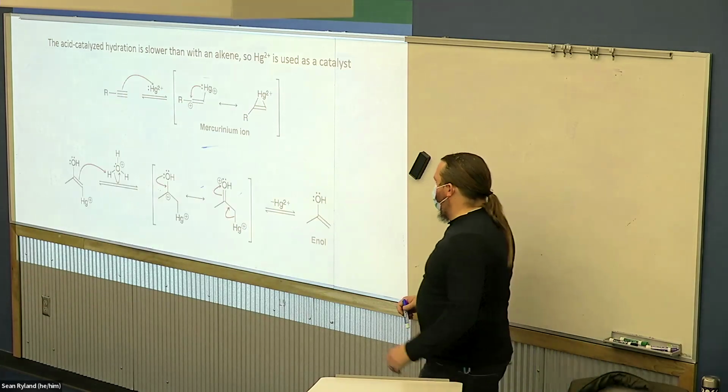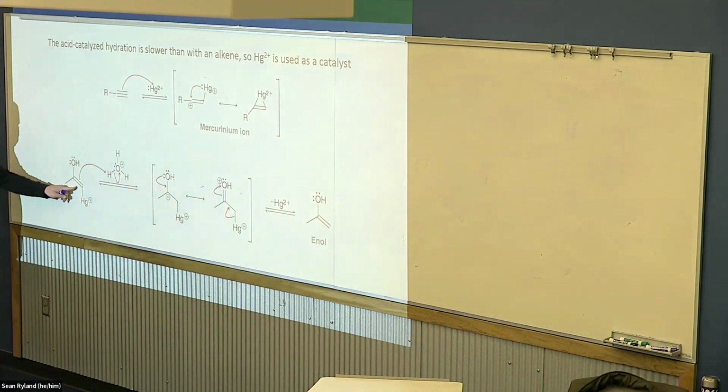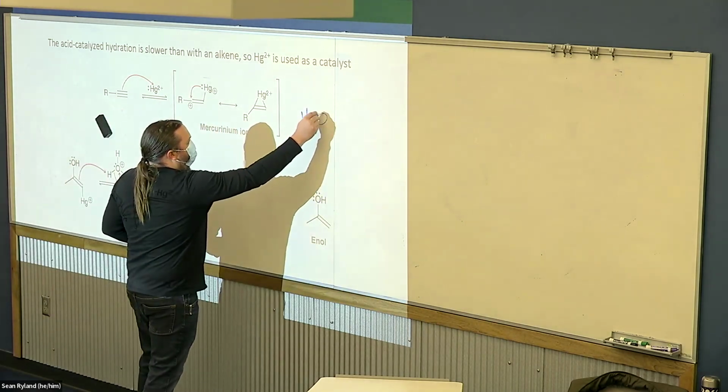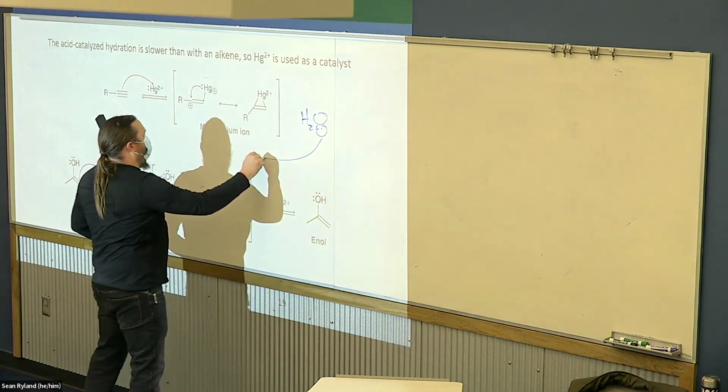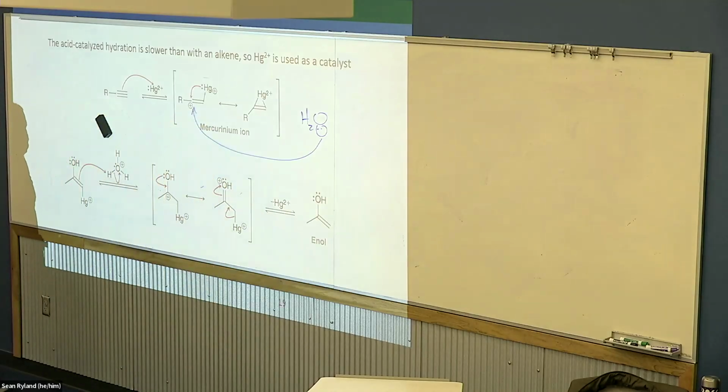And then the second step of this, once you have that mercurinium ion, that's not actually shown. If we have water coming in here acting as a nucleophile to the more substituted carbon, so it's still gonna be Markovnikov. And then we're gonna make this as our intermediate. So then we still have to go through the demercuration part.